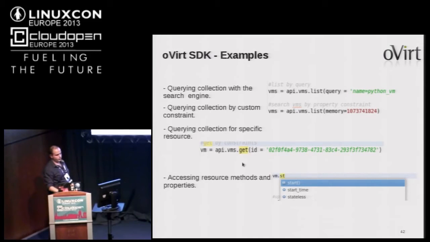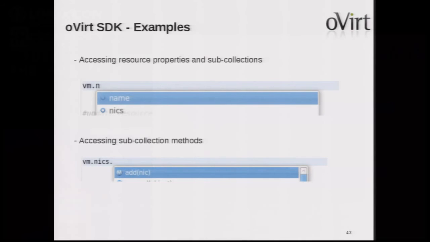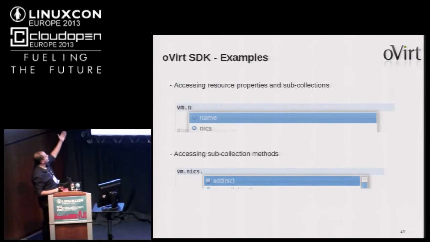We have both options. You can ask to get a specific VM, and then you can start it, for example, using vm.start. Again, it's all auto-completion depending on your environment. If you prefer VI, then I can't really promise that. But anyway, you can access different properties on the VM, for example, the name of the VM, or access a sub-collection. For example, I would like to add a new NIC to the VM, so I access the NIC sub-collection, press add, passing the required parameters. We'll see an example for that.